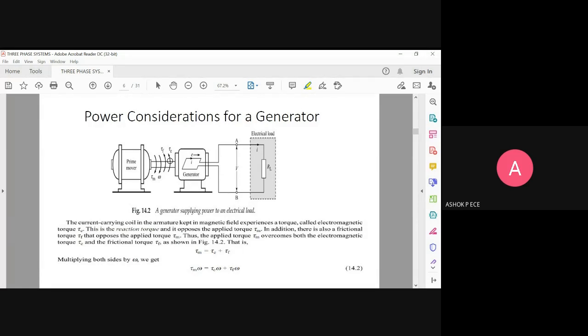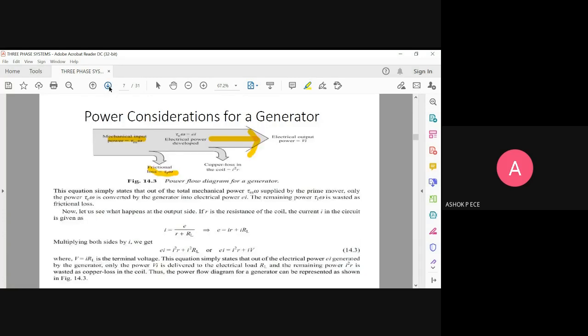The same way here, I am going to have two opposing torques. One is tau e because of electromagnetic induction. The second one is tau f because of friction. So I'm going to say finally that however much input I'm giving, by subtracting the frictional loss, that is only going to be available for conversion into electrical power. That is also not entirely available at the output. You have to subtract the copper loss to get the remaining electrical output V into I at the output of a generator. Okay, so we can easily say that tau f into omega is wasted as frictional loss.